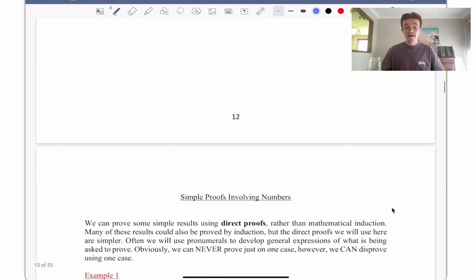Okay, that is an introduction to the nature of proof. I hope it makes sense.